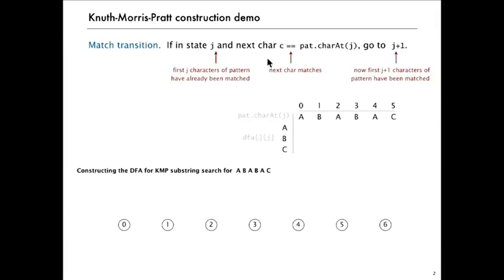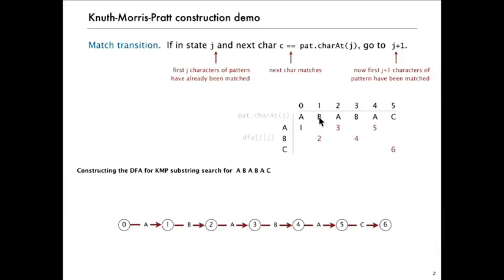So that's when you're in state J. That means you've already matched J characters in the pattern. Then if the next character is the character that's supposed to match, that's the pattern's J plus first character, then you know that you've matched J plus 1 characters. So all that means is we can put in the match transitions.